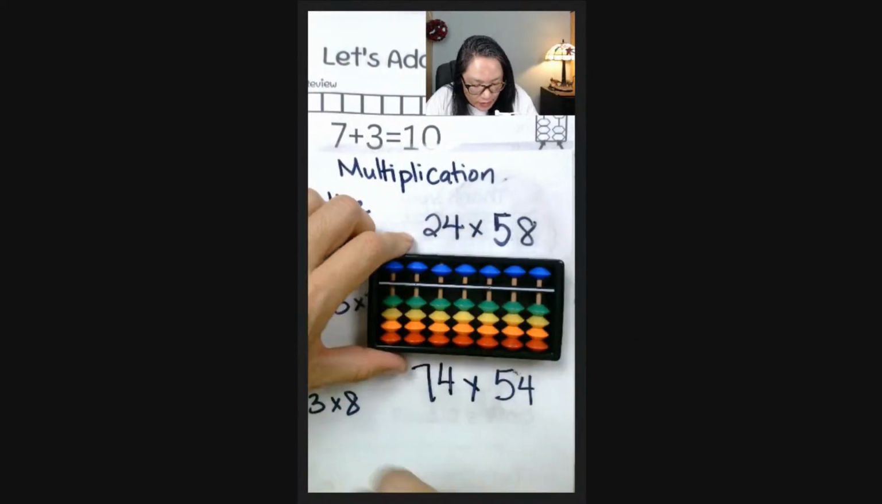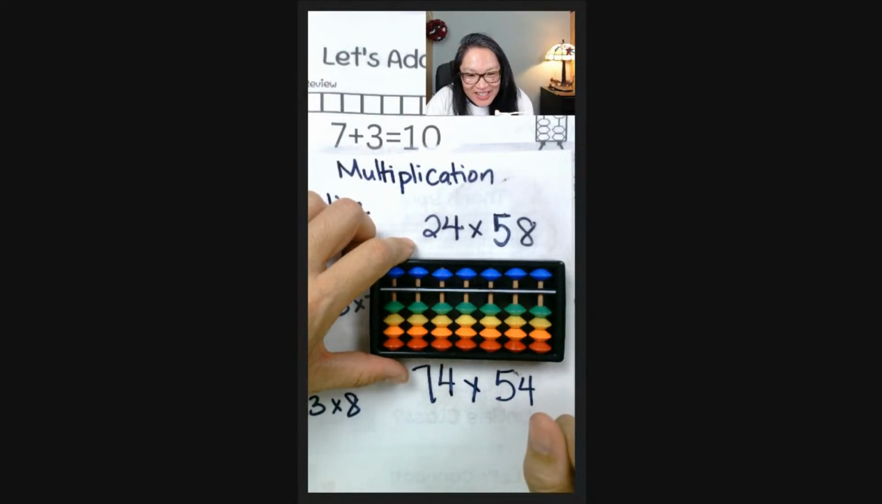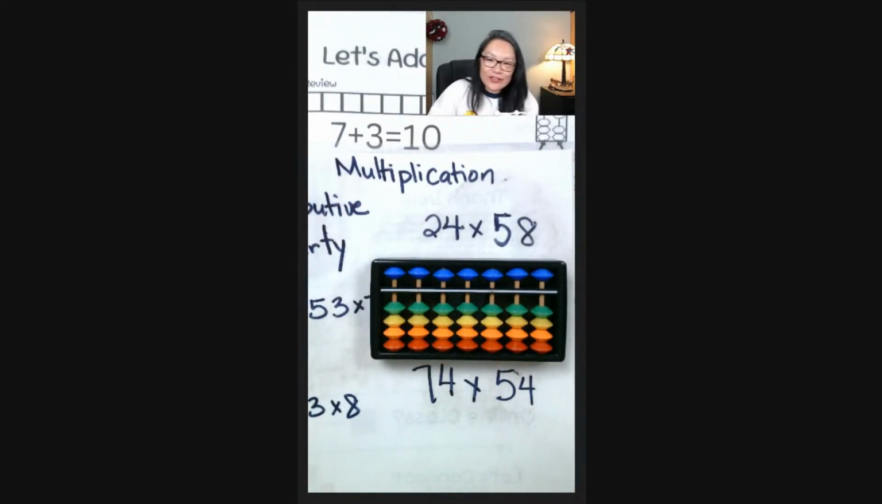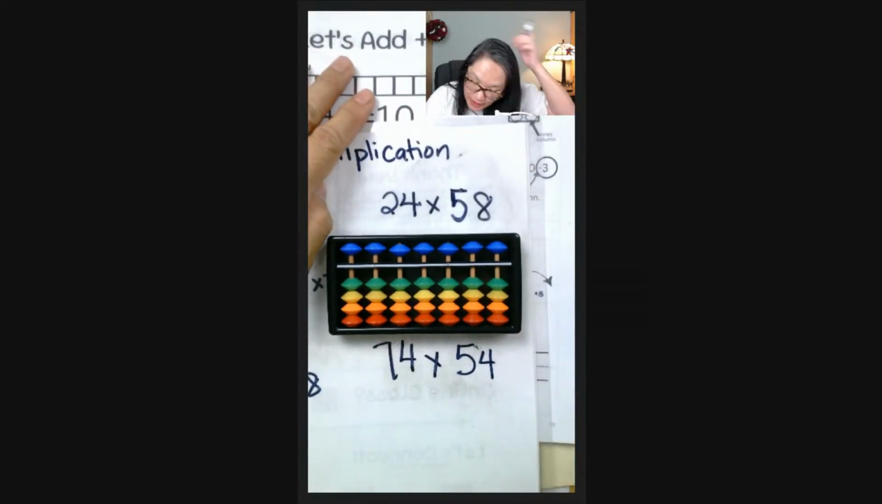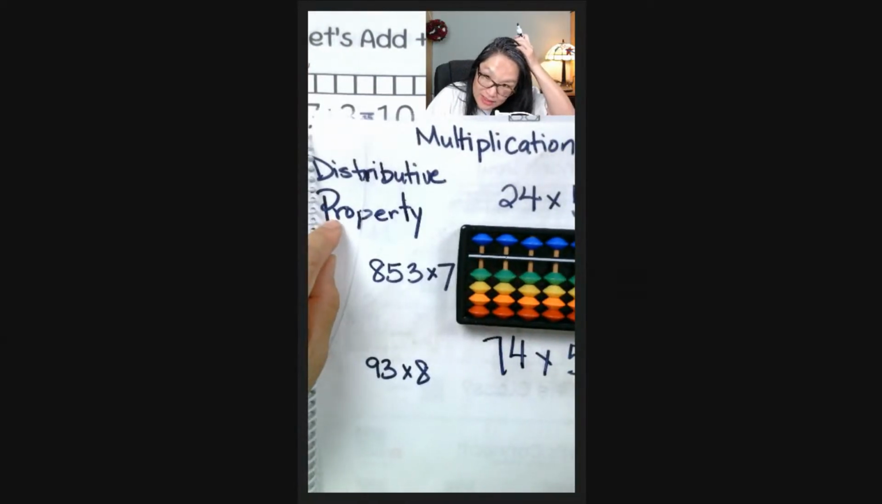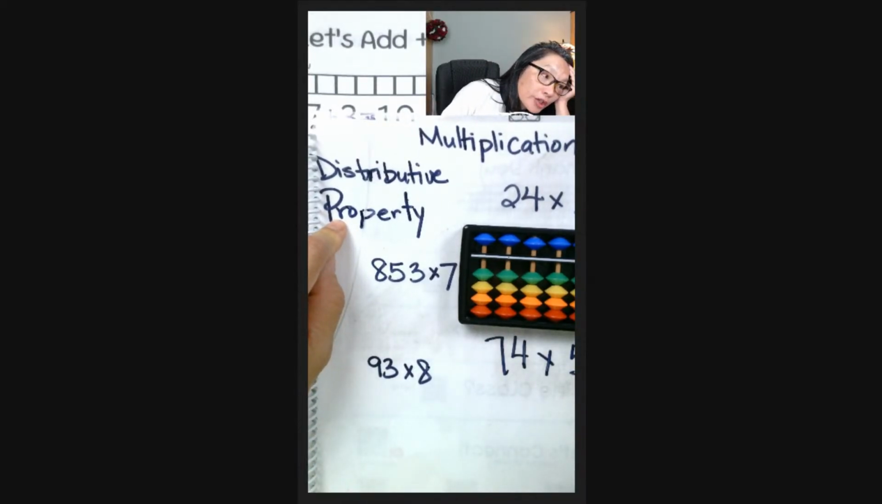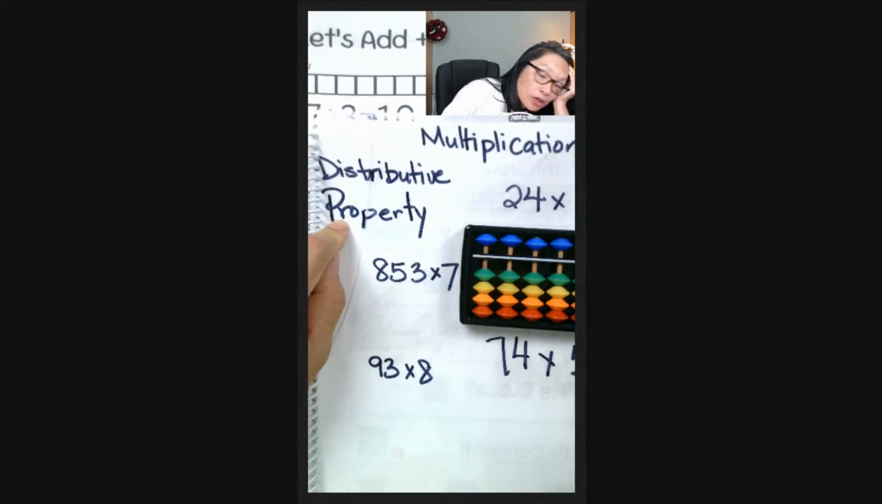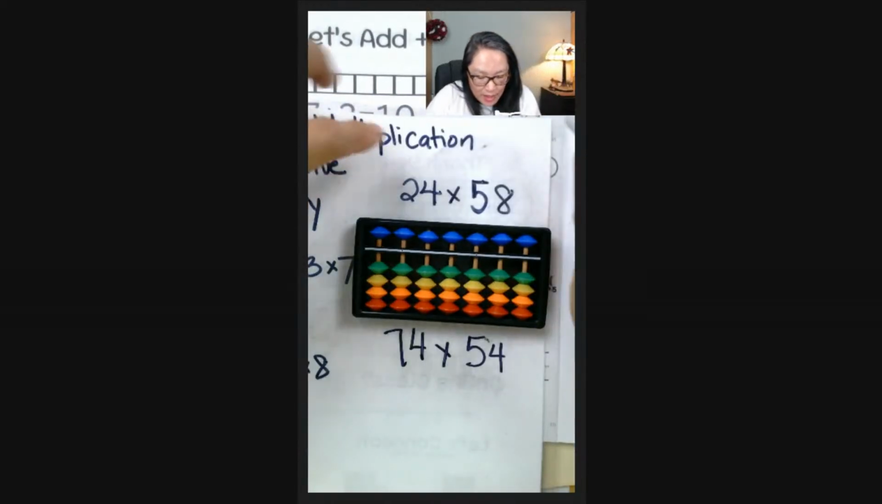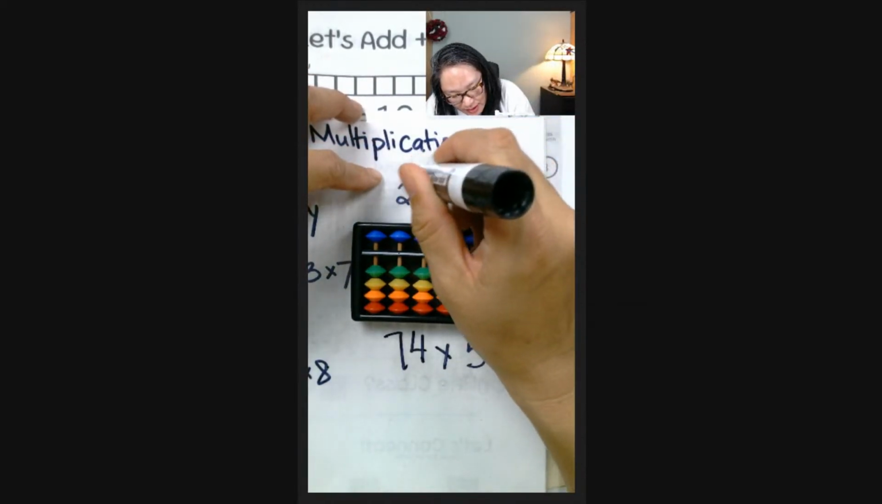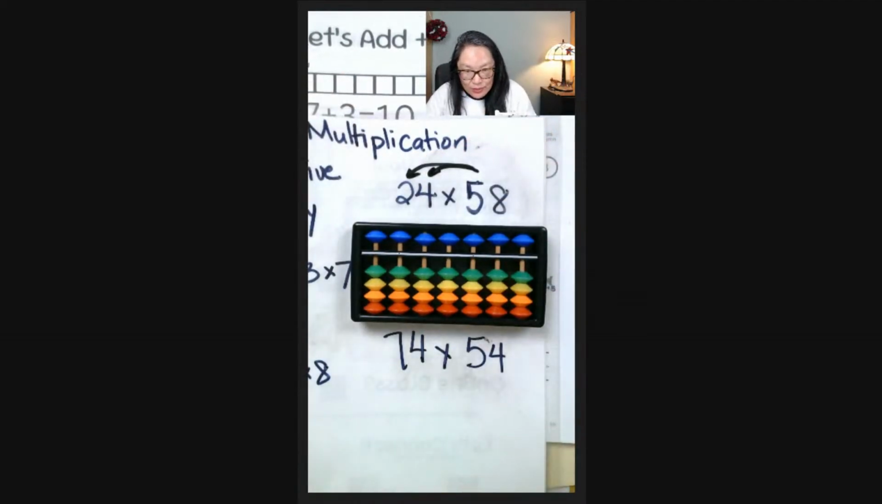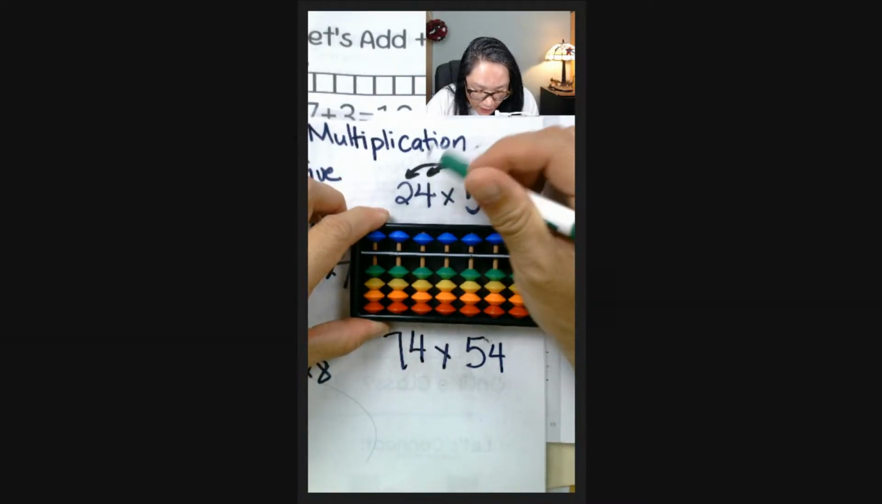The first thing we're going to do is understand what we are trying to do. We're going to do multiplication. Now, in multiplication, we call this thing the distributive property. Distributive property is an algebraic terminology. What does that mean? It means we're going to do this number, and then we're going to do that number. That's what that means. So the first thing we're going to do is 5 times 2.